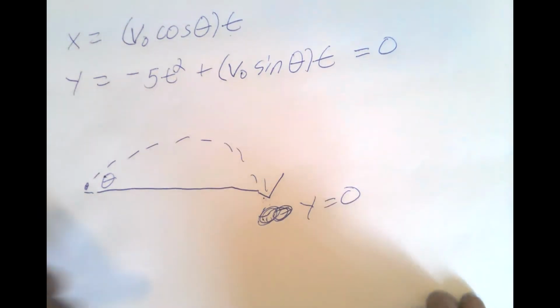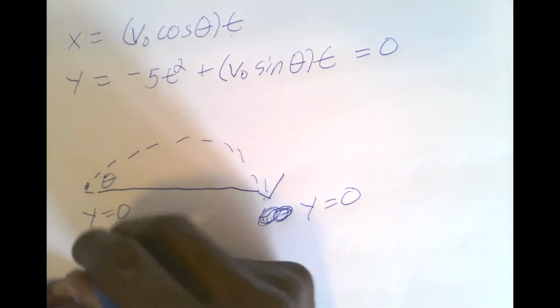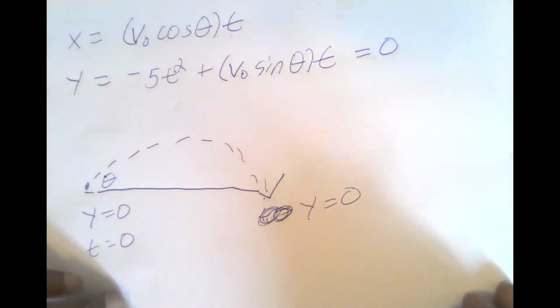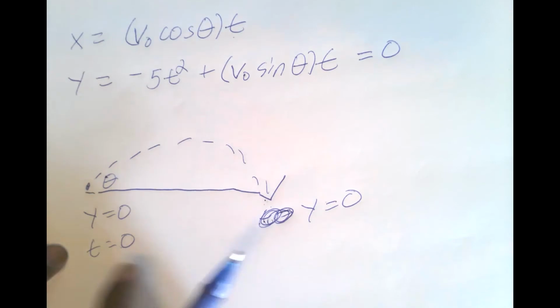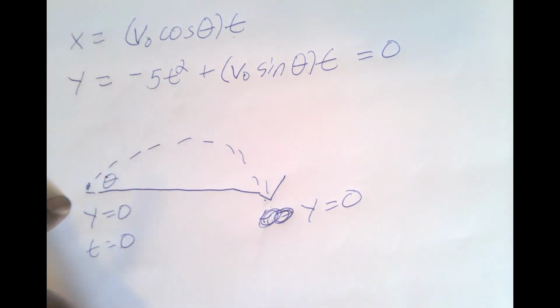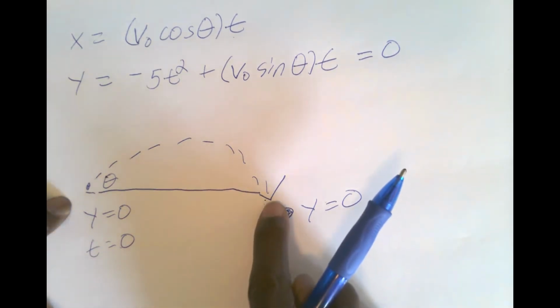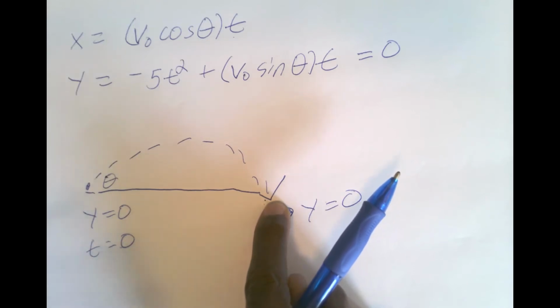Now, please understand that since we shot this guy at an initial height of 0, y is also going to be 0 at the start, and that's when t is 0. So that's not the point we want. When we set this equal to 0, we're going to have two solutions. One of those solutions is going to be 0. Clearly, from the diagram, we can see that. But that's the starting point. We don't want that solution. So we want the non-zero solution. We're going to use the non-zero solution.